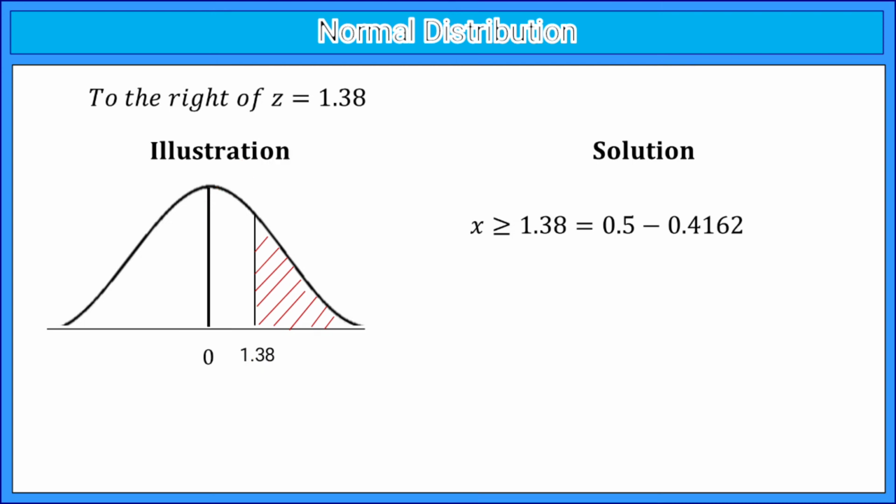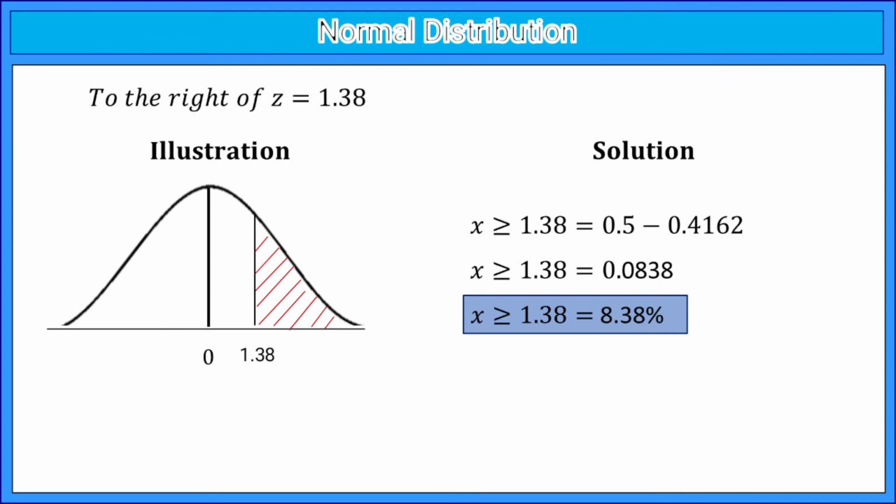So 0.5 minus 0.4162, meaning our x greater than or equal to 1.38 is 0.0838. Convert it into a percentage. So we have the final answer: x greater than or equal to 1.38 is equal to 8.38%.